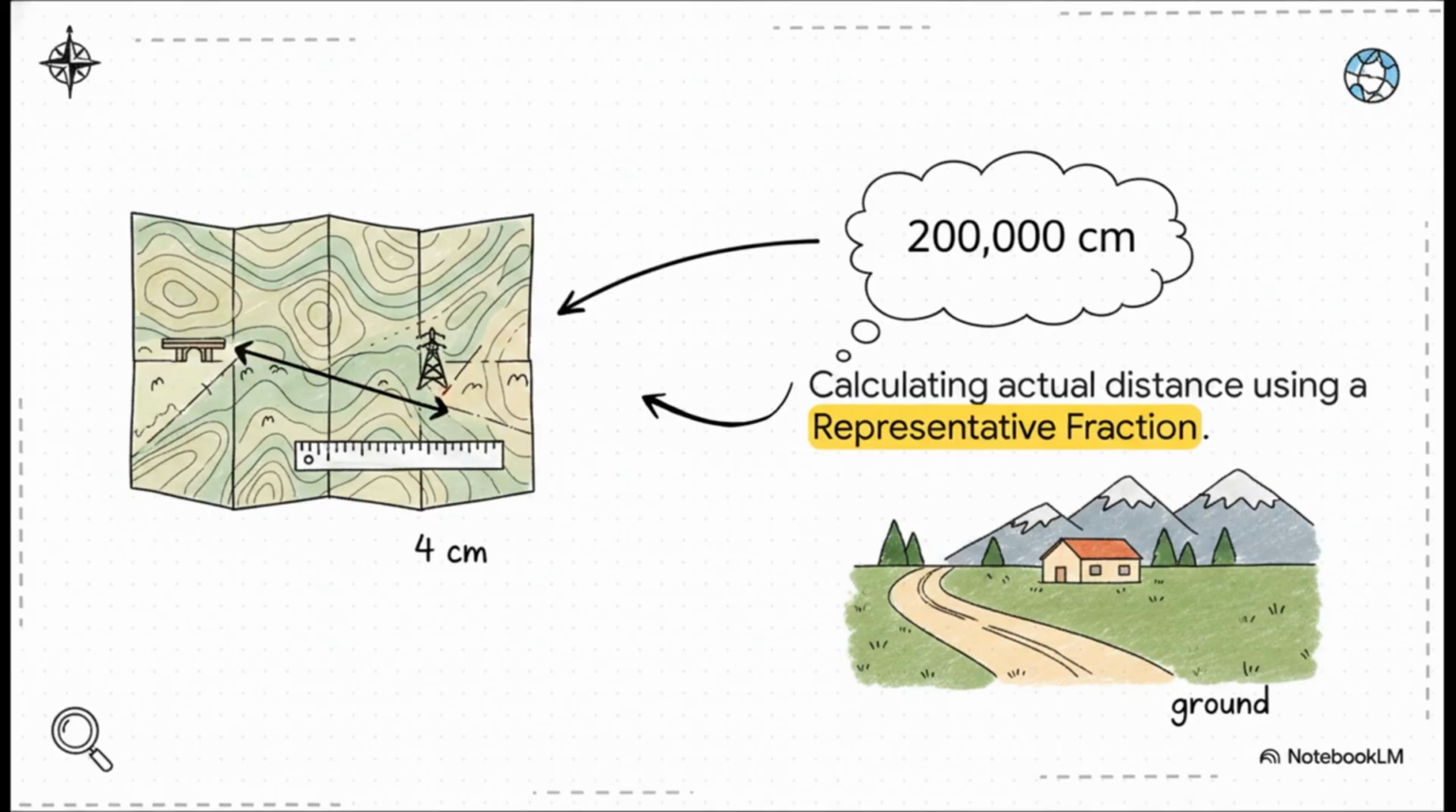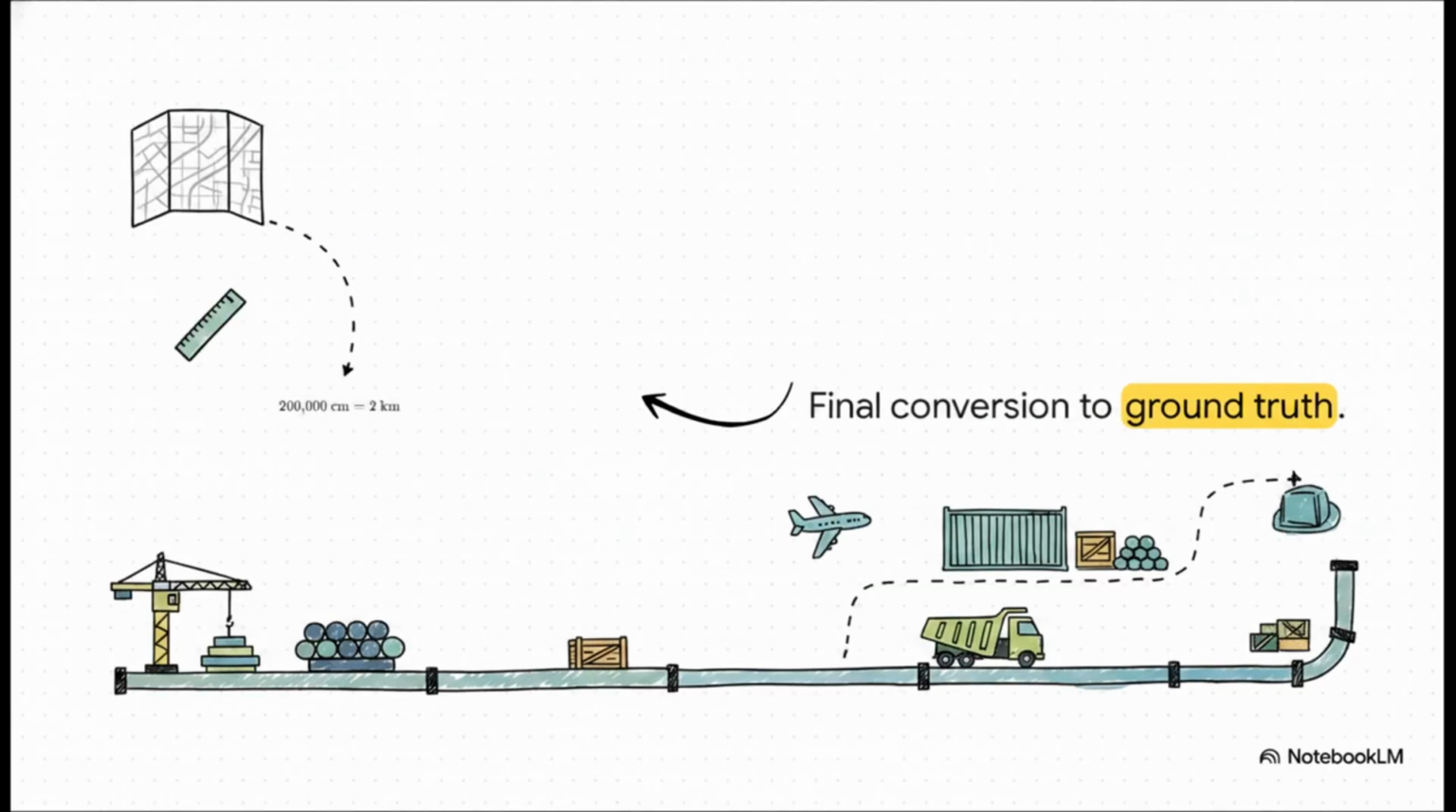So you're out in the field and you measure exactly 4 centimeters between 2 proposed infrastructure points on your map. What does that mean for your budget? Well, you simply take that 4 and multiply it by 50,000. That quick bit of math gives us 200,000 centimeters. And when we convert that, bingo! It perfectly translates to exactly 2 kilometers of real-world distance. By knowing this ground truth, planners can accurately estimate materials, pipeline costs, and transportation logistics way before they ever deploy a single field team.